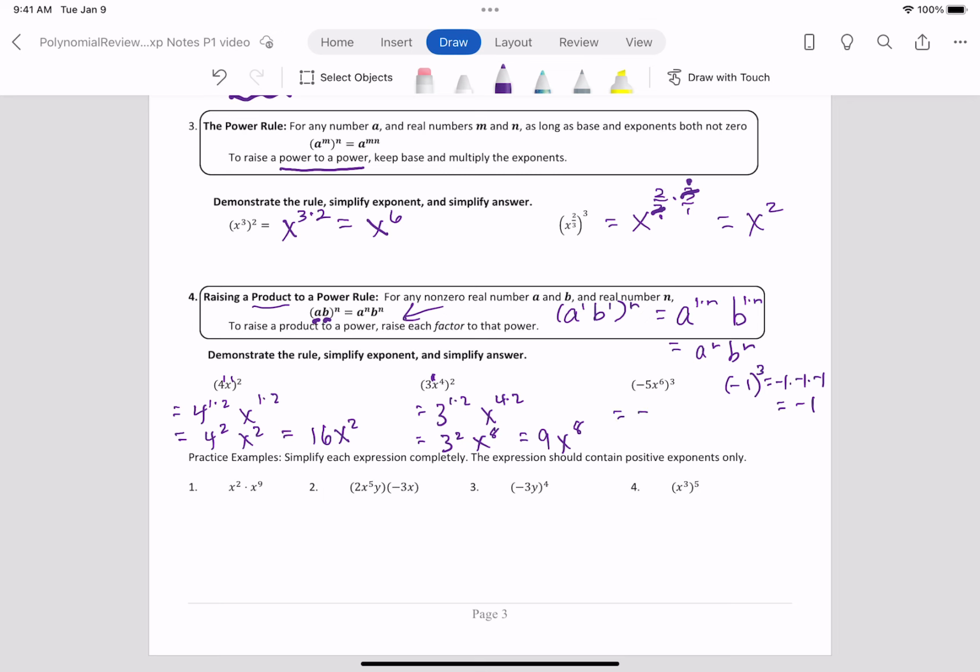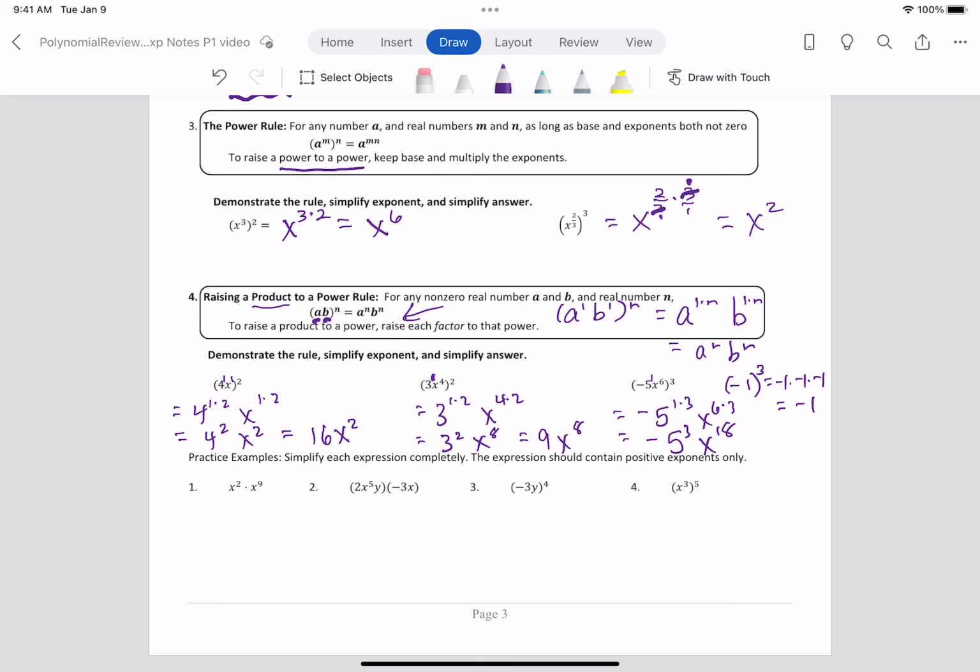So I'm just going to go ahead and bring that down. And then you can think of it just like we did before, 5 to the 1 times 3 and x to the 6 times 3. So we'll have negative 5 to the third, x to the 18. And then again, that answer is completely fine. If you want to cube the 5 in the calculator, you can do that as well.